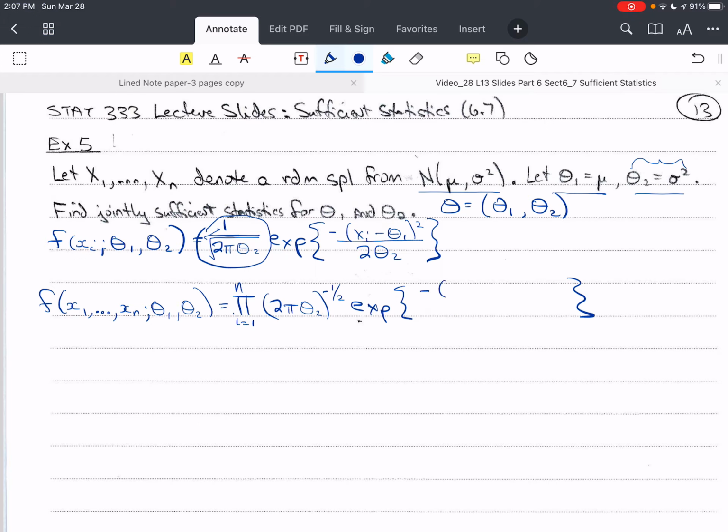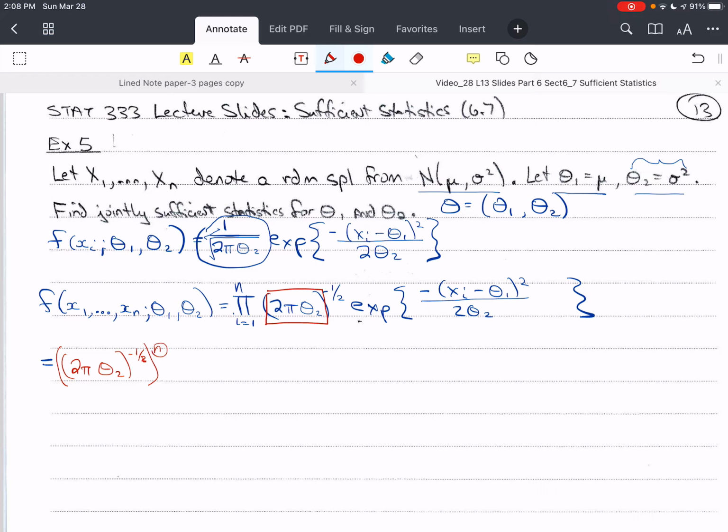So I have negative (x_i minus theta 1) quantity squared over 2 theta 2. All right, so I have a common denominator, 2 theta 2 here. And so when I do this, these are constants here. They don't have any subscript i in them. So I'm going to end up with this n times. So I'm going to end up with (2 pi theta 2) to the negative 1/2 raised to the nth power, right?